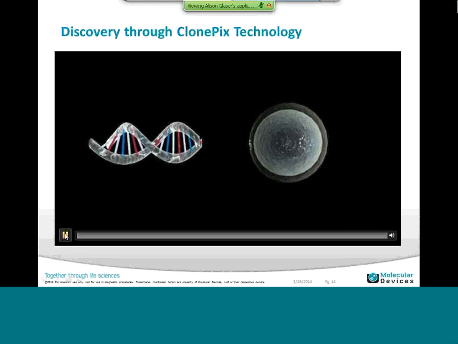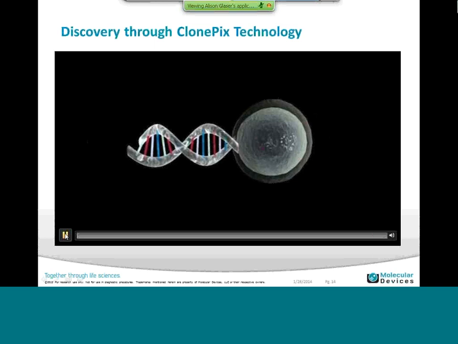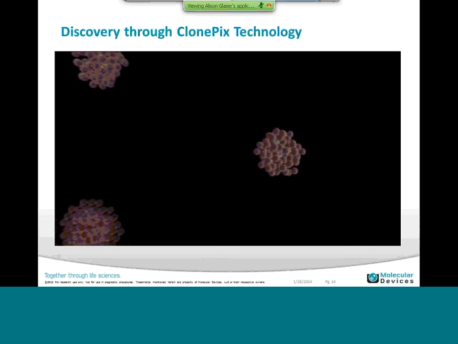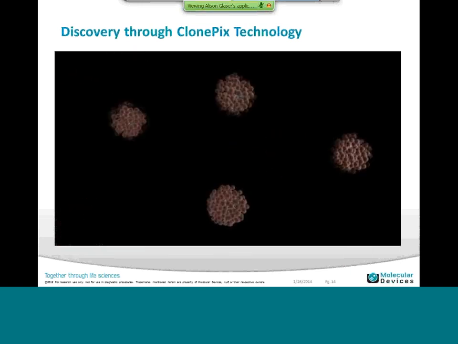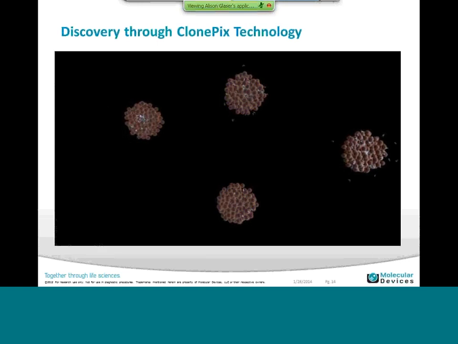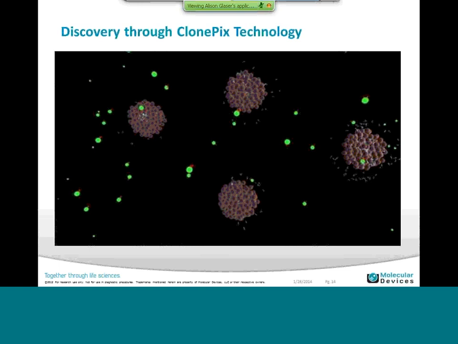Traditionally, the ClonePix technology was developed to detect secreting antibodies from mammalian cells. Individual cells are plated in a semi-solid media. This media allows the cells to proliferate and form colonies while being held stationary and distinct from neighboring cells. Because cells grow as individual colonies, many different cells can be plated in one well, thus increasing the throughput to many different cells at once.